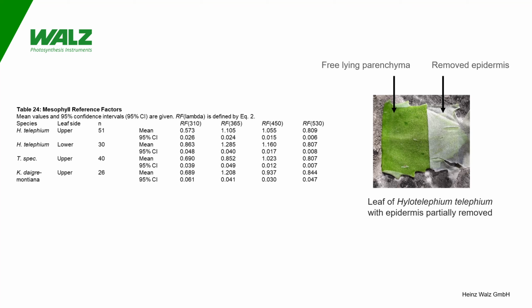LSA-2050, mesophyll references were determined for Helotelefium, upper and lower side of the leaf, a tulipa species, and Kalanchoe degramontiana. The slide shows the mesophyll reference factors for the different plant species at the different wavelengths, values the instrument uses for its calculations.